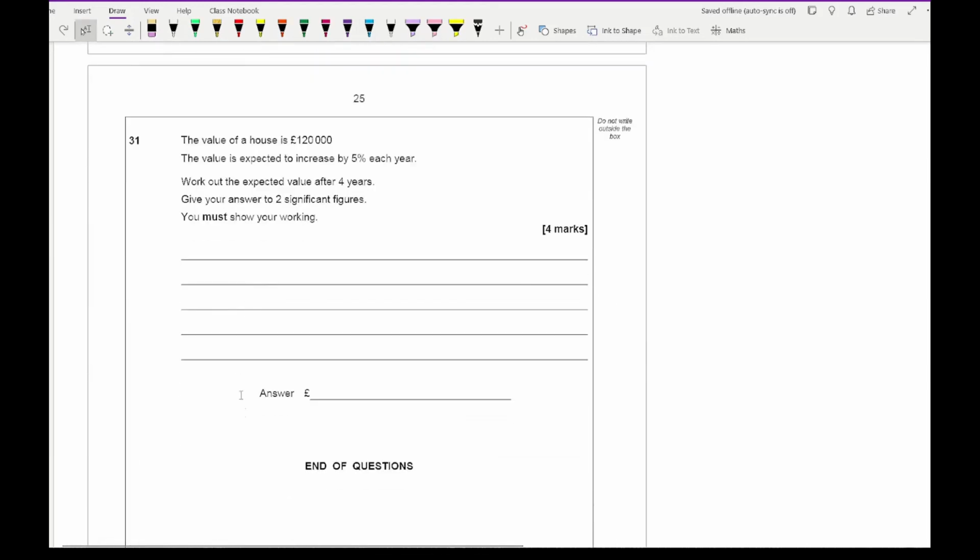Moving on to question 31, which is our last question. So this is a compound interest question. It says the value of a house is 120,000. The value is expected to increase 5% each year. Work out the expected value after 4 years. Now you could work this out separately, or you could do it in one line. So to do it all in one line, we do the original amount. Now 100% plus 5% is 105%. Now if I convert that into a decimal, I get 1.05.